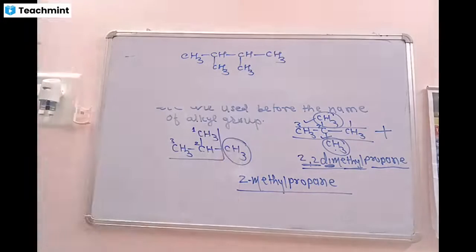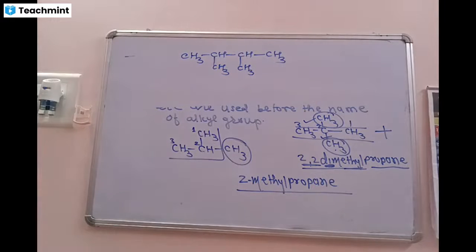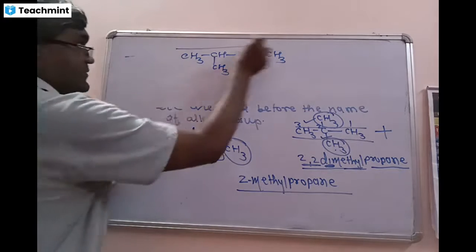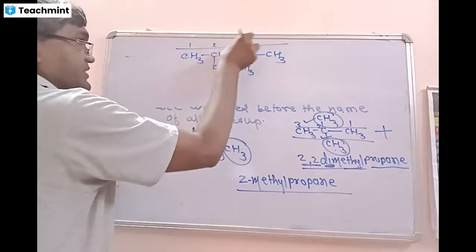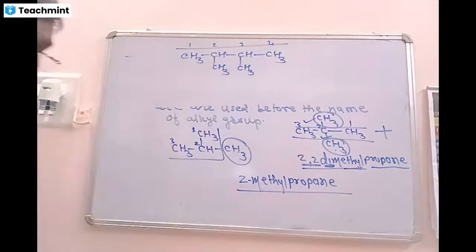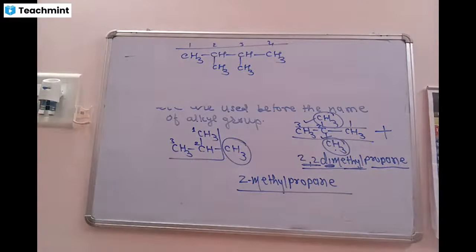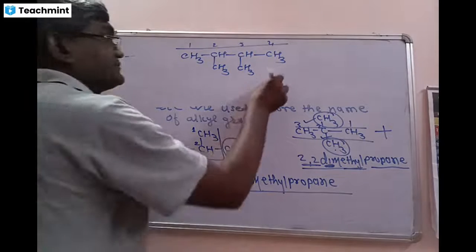Okay, this is the compound given to you. So what will you do first? We'll count the number of carbon atoms in the longest chain. This will be the longest chain, right? So how many? 1, 2, 3, 4 carbon atoms, right? So what should be the name of the parent alkane containing 4 carbon atoms? Yes, butane.